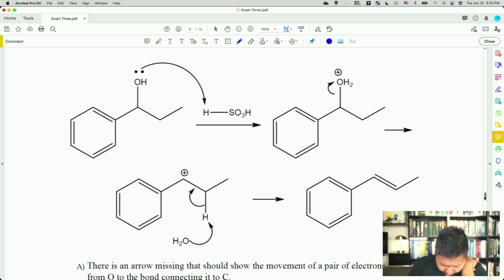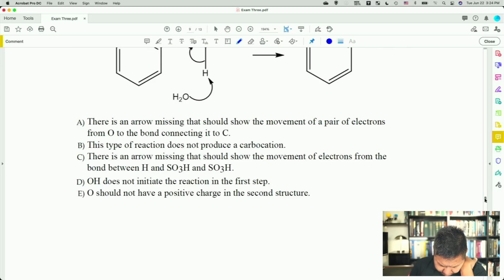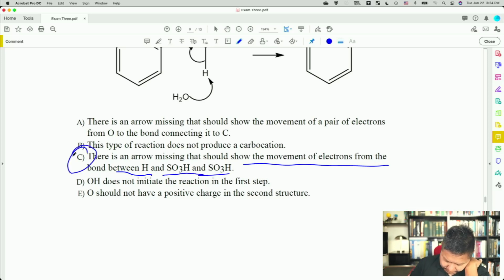Once the oxygen up here deprotonates that proton, you've got to move those electrons over to the hydrogen sulfite. So that's what's missing, this arrow right here. And so that would be C. There is a missing arrow that should show movement of electrons from the bond between the proton and SO2 and SO3H. Yeah, that one, C. C is the answer there.